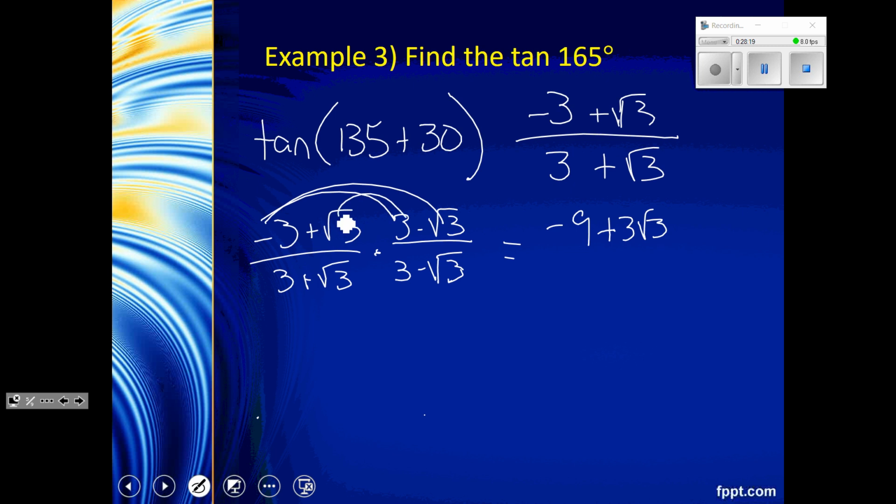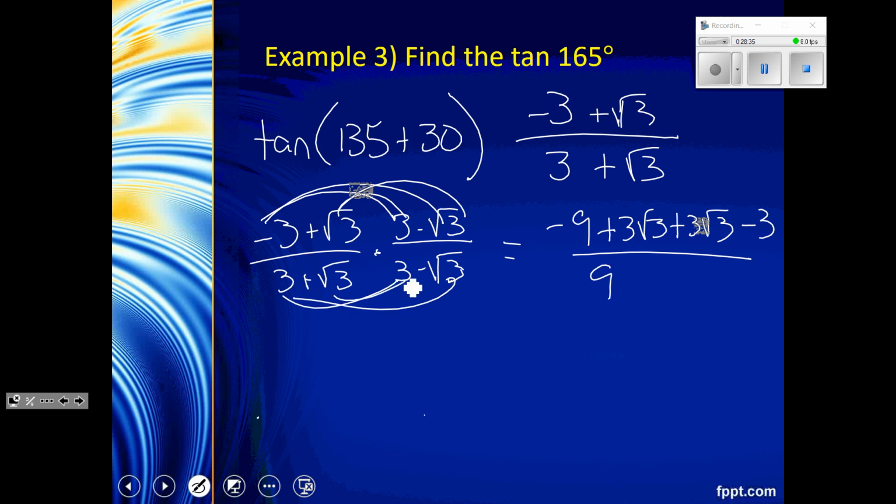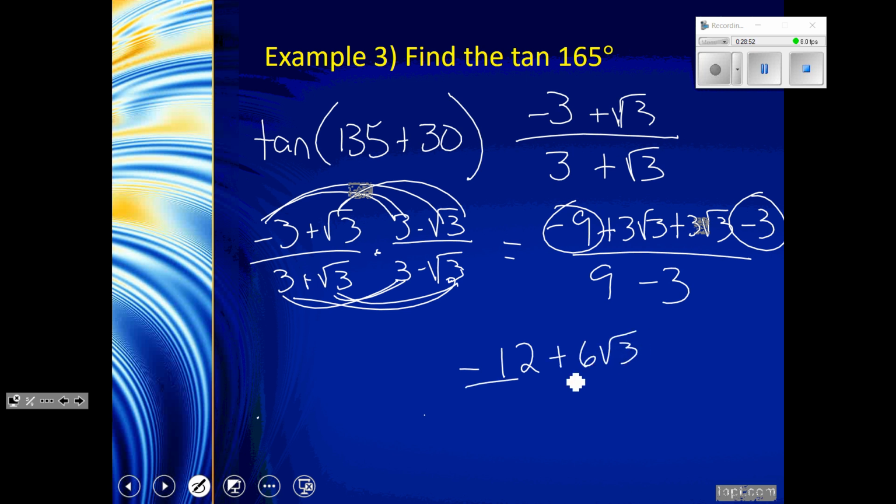What's 3 times square root of 3? +3 square root of 3. And then what's square root of 3 times negative square root of 3? -3. All divided by 3 times 3, 9. What do we know about the outer and the inner? They cancel. I feel like I've already done this part because this is going to create -12. Did we not get -12 last time? Plus 6 square root of 3, all divided by 6.